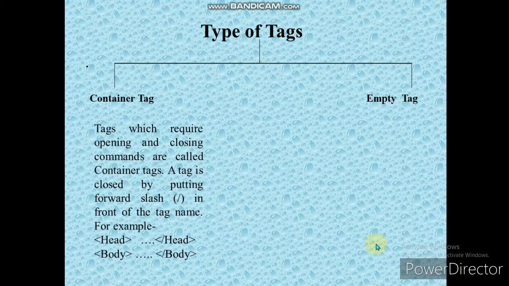A tag is closed by putting a slash in front of the tag name. How do you close a container tag? Just put the slash before the tag name. You can see on the screen there are two examples: head tag and body tag.